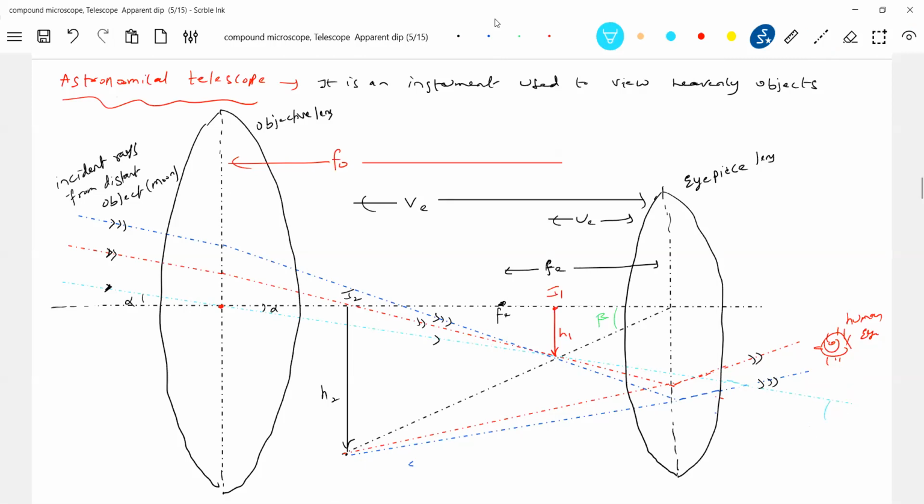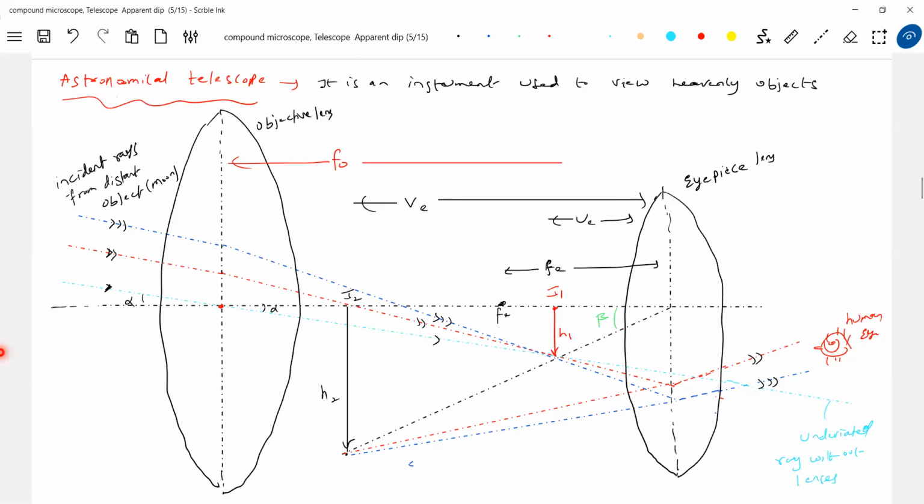Okay, this one. This is the undeviated ray without lenses. If there were no objective and eyepiece lens, the ray would have gone undeviated. Even all these, the red color or even the violet color rays, all go undeviated, and they are incident at an angle alpha here.